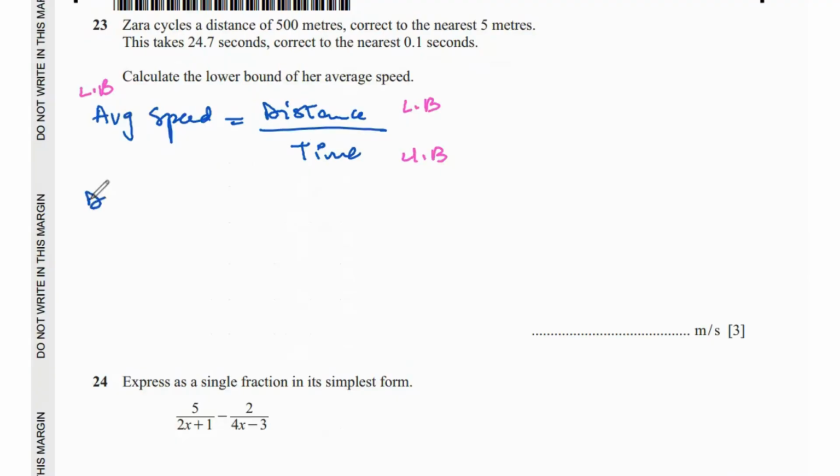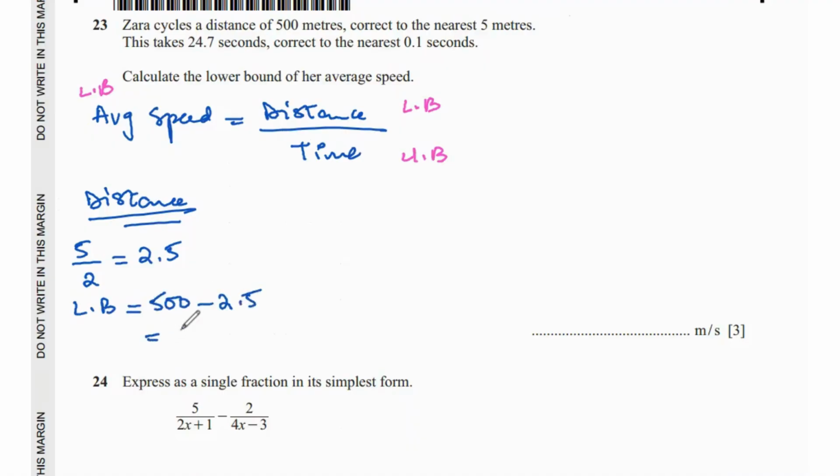So for distance, it's 500 meters correct to the nearest 5 meters. So whatever it's correct to, you divide that by 2, which is 2.5. And then for the lower bound, we will subtract 2.5 from 500. So 500 minus 2.5 equals 497.5 meters. That is your lower bound of the distance.